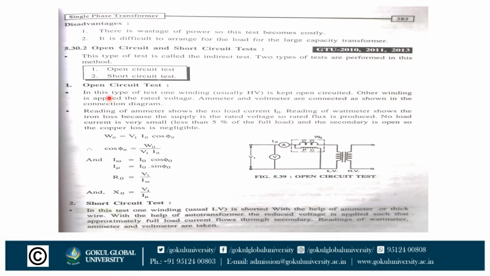Now in this type of test one winding, usually HV side, is kept open circuited, and the other winding is applied the rated voltage. Here we supply the rated voltage. Ammeter and voltmeter are connected as shown in the figure. Now reading of ammeter shows the no load current I0, reading of wattmeter shows the iron loss, because the supply is rated voltage, so rated flux is produced and no load current is very small. We can say that it is less than 5% of the full load current, and the secondary is open, so the copper loss is negligible.